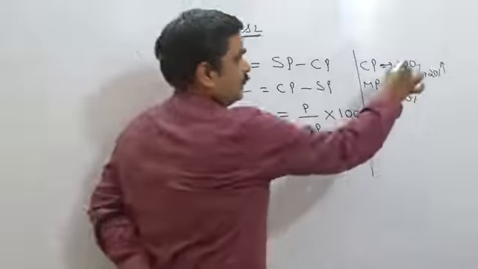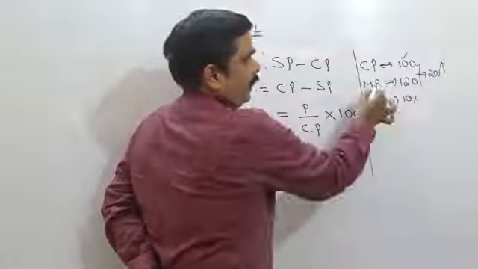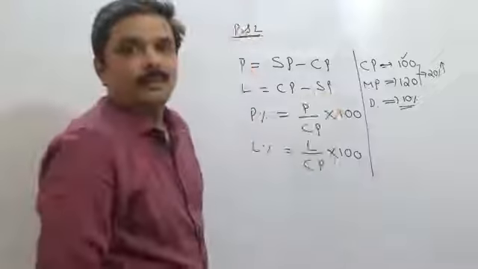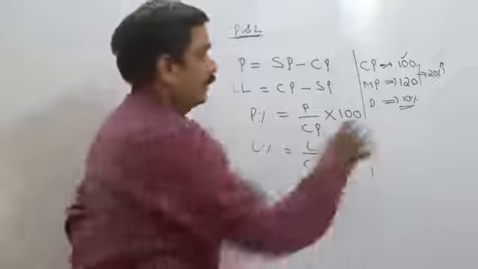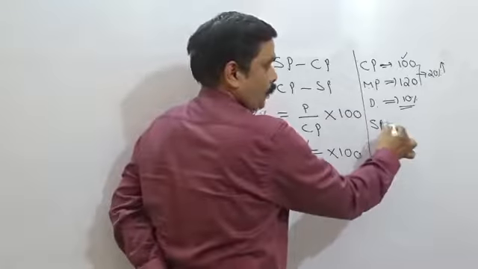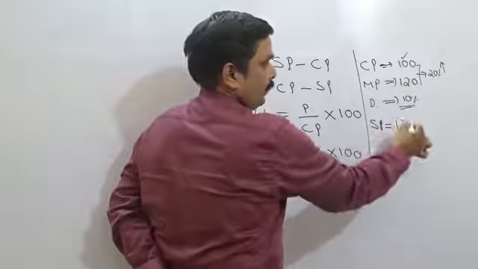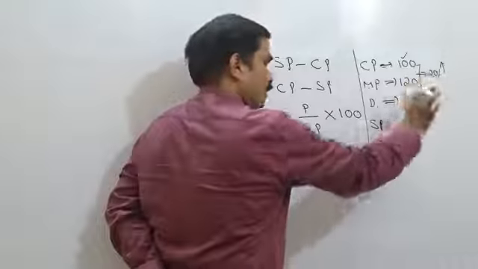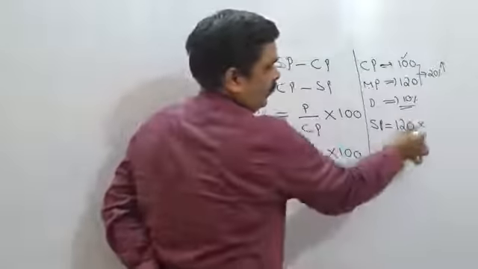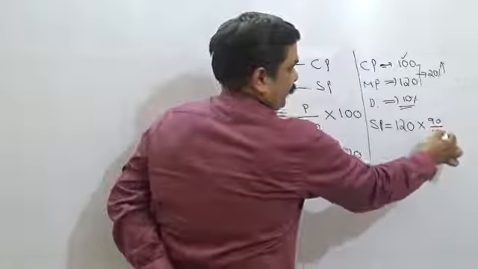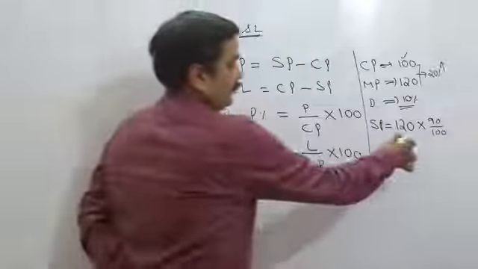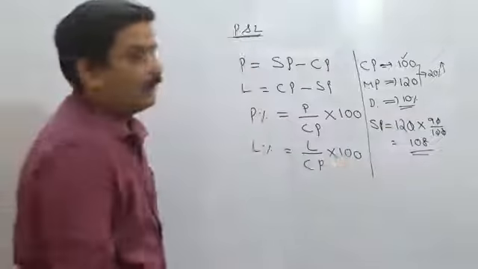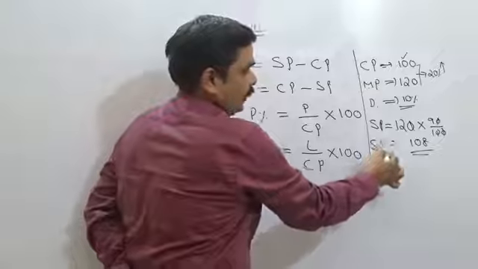In this case, if the cost price is 100, the market price is 20% above the cost price, and he wants to allow a discount of 10%, what should be the selling price? Now selling price is equal to, obviously, 120 rupees is the market price and 10% is discount from 120 rupees. So obviously the fraction, as we discussed in the basic classes, is 120 into 90 by 100. Now in this case, obviously it is 108. What do you mean by 108? The selling price in this case is 108.